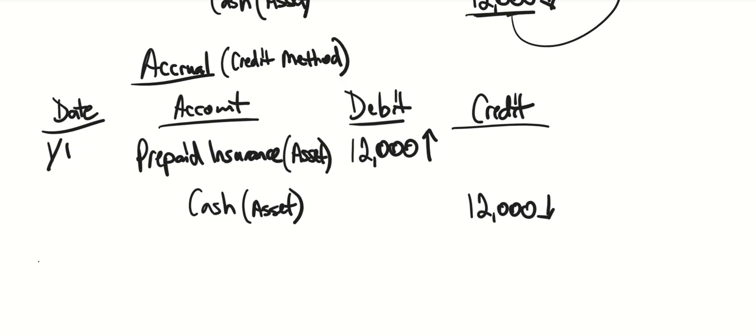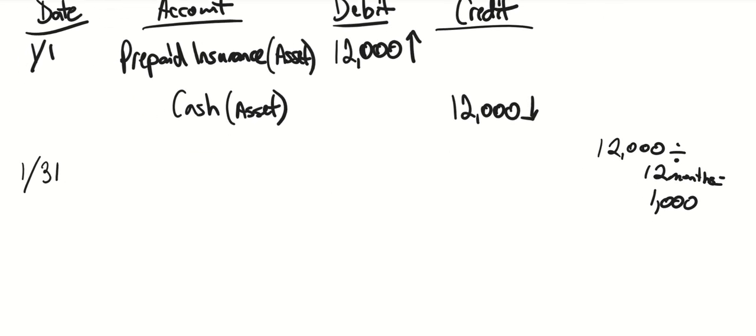All right, so then on January 31st, that's when you use up the insurance coverage. So that's when it expired. And we're going to take the $12,000 divided by 12 months to get $1,000 of expense that we need to record in the books on a monthly basis. So under the accrual method, we're going to go ahead and credit prepaid insurance, which is an asset, for $1,000.